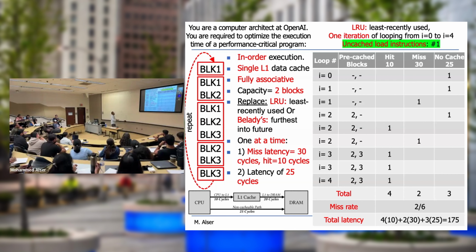Now in here, we already requested 2 and 3, so they are supposed to be in the cache. So anything we request out of 2 and 3 should always be a hit. Hit, hit, hit, done. We have 4 hits, 2 misses, and 3 non-cacheable paths. Okay? This is the actual design.